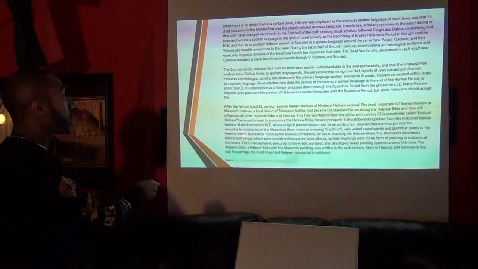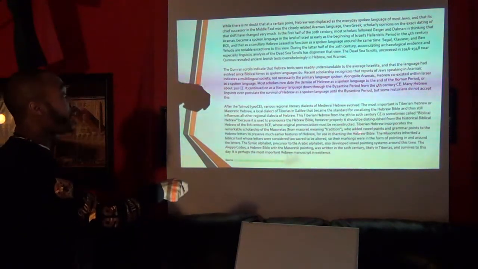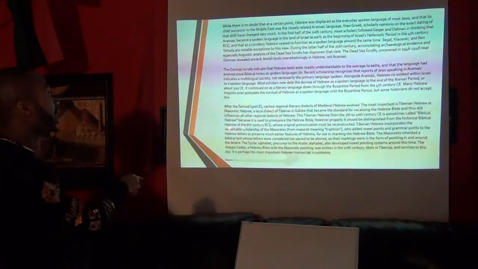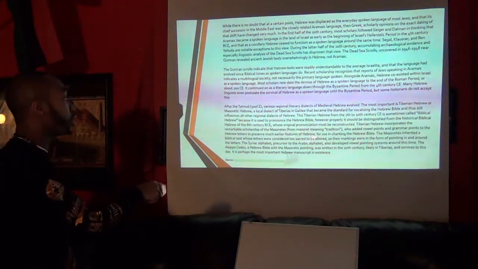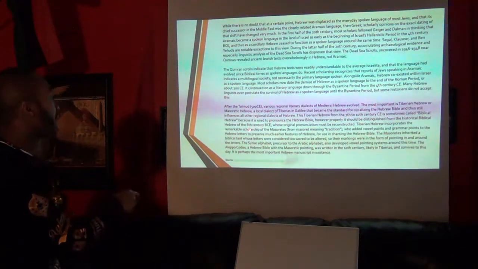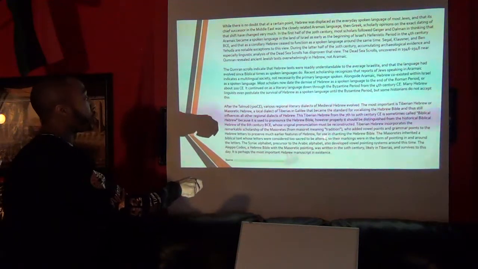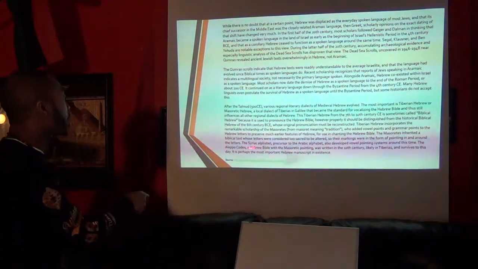Tiberian Hebrew incorporates the remarkable scholarship of the Masoretes, from Masoret meaning tradition, who added vowel points and grammar points to the Hebrew letters to preserve much earlier features of Hebrew for use in chanting the Hebrew Bible. The Masoretes inherited a biblical text whose letters were considered too sacred to be altered, so their markings were in the form of pointing in and around the letters.